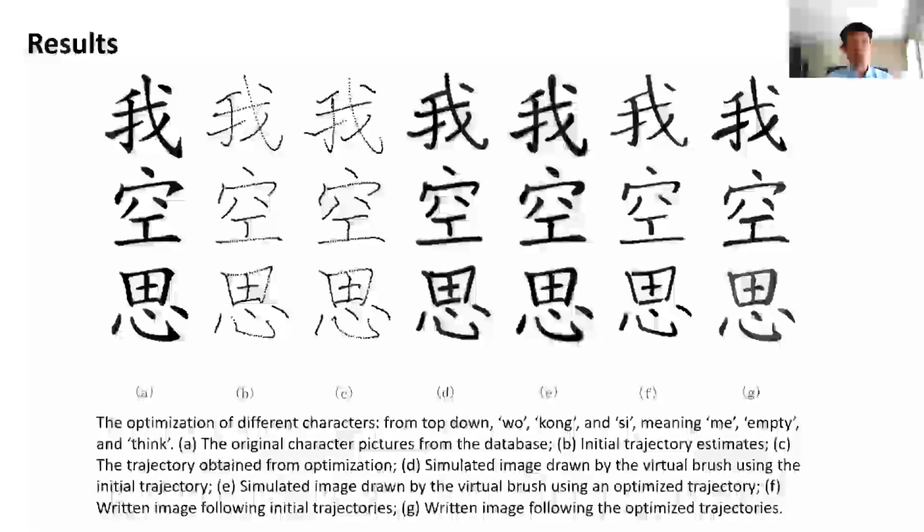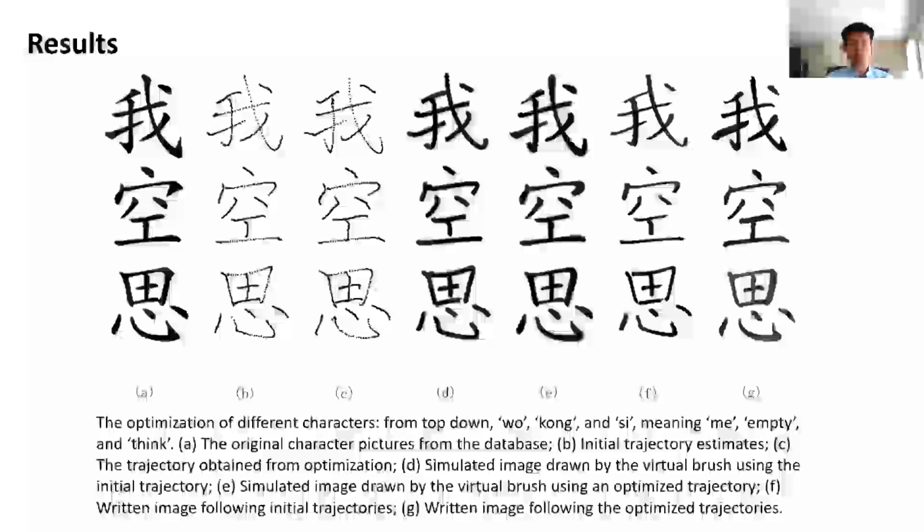Now here are our final results. Column A shows the reference pictures, and the other columns show the comparison before and after optimization. B and C show the stroke trajectories. D and E show the simulation pictures, and F and G show the final writing results.